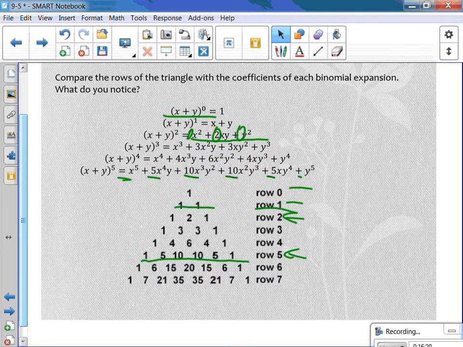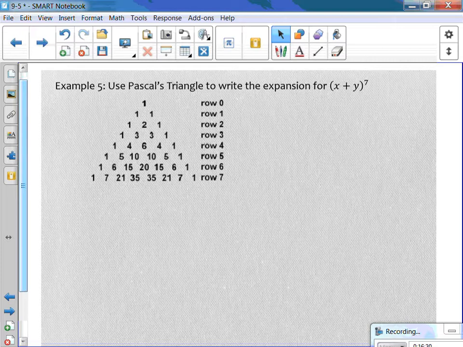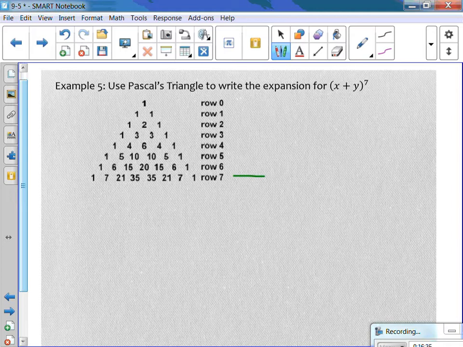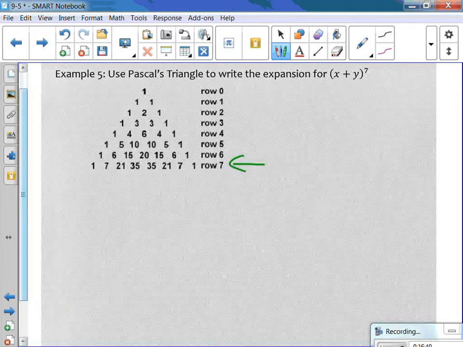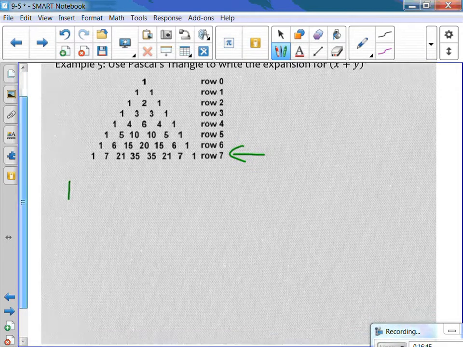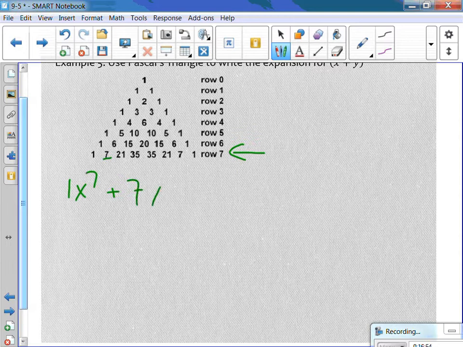So here we want to use Pascal's triangle to write the expansion of x plus y to the 7th. So for x plus y to the 7th, we're taking a look at our row 7. Again, starting off with x plus y to the 7th, x is going to have that 7th degree, y is going to have that 0th degree. So our coefficients of our 1 times x to the 7th plus the next coefficient of 7. X has decreased by a power, so x to the 6th, and now y is increasing. And keep on going on down, 21 x to the 5th y squared.